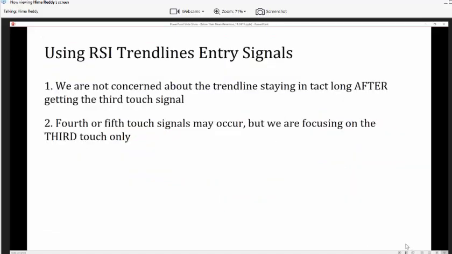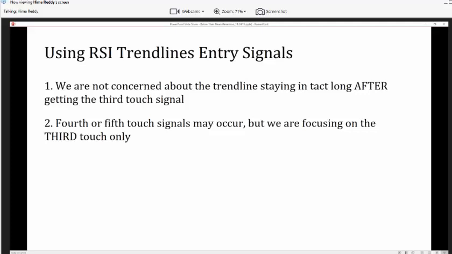So 2 important things, and then we'll move on to the stop strategy. Using RSI trendline entry signals, these are 2 important things to remember. We are not concerned about the trend line staying intact long after getting the third touch signal. That was what I was talking about with all the trading around the trend line. It's okay. This is about the third touch. The second point is that 4th or 5th touch signals may occur. You may have that trend line stay intact and see a 4th or 5th bounce, but I'm not telling you to trade those as entry signals.